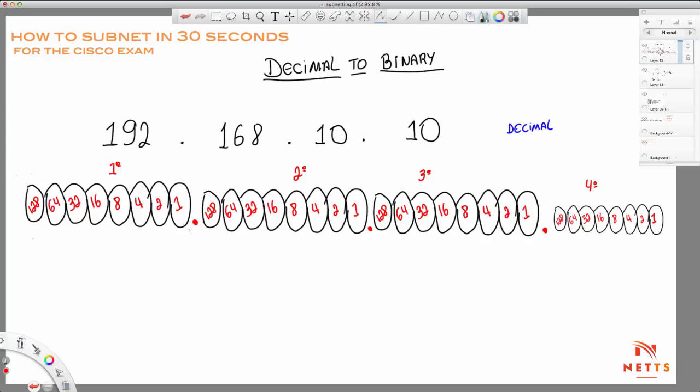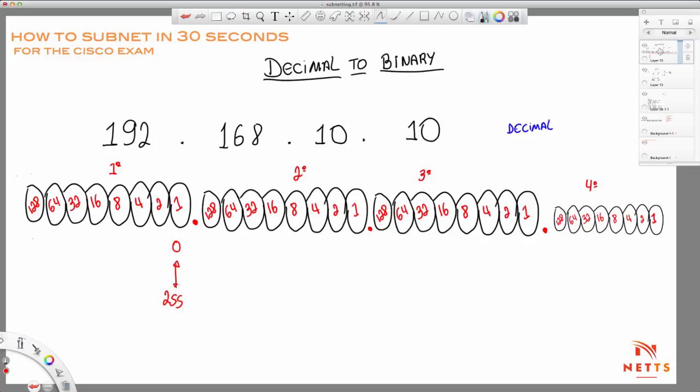If I turn off all of the bits, I will get a result of 0. If I turn on all of the bits, I get 128 plus 64 plus 32 plus 16 plus 8 plus 4 plus 2 plus 1, so I will get a value of 255. So from this point of view, I can have any number from 0 to 255.